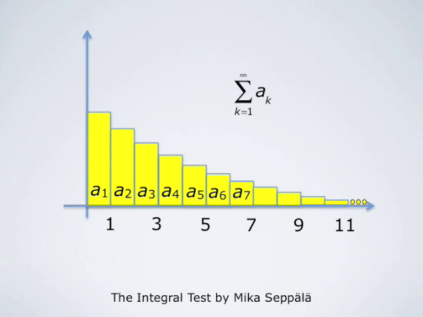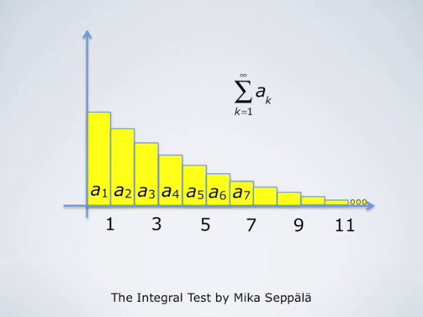Consider the series summation k from 1 to infinity of ak. Interpret this series geometrically in the following way. Over the interval from 0 to 1, place a rectangle of height a1. Its area is also a1, the first term of this series. Over the interval from 1 to 2, place a rectangle of height a2. Over the interval from 2 to 3, place a rectangle of height a3, and so on.